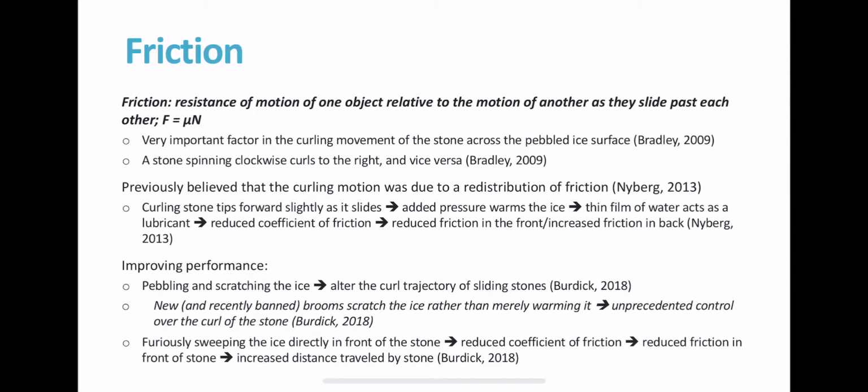One company took advantage of this and created a broom, since banned, that scratched the ice rather than merely warming it. This offered the player unprecedented control over the curl of the stone. Furiously sweeping the ice directly in front of the stone can also improve performance by reducing the coefficient of friction, thus reducing the friction in front of the stone. This reduction of friction in the front of the stone increases the distance traveled by the stone.